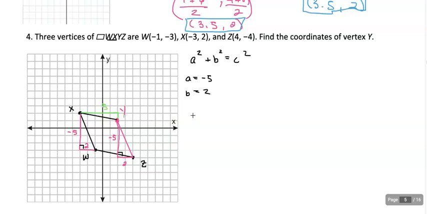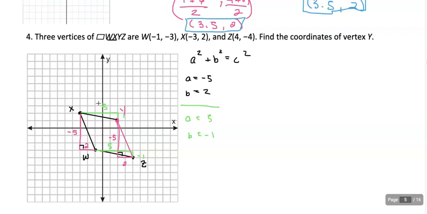So for X and Y, this is going to be 1, 2, 3, 4, 5, and 1. Right, those two are going to be the same here too. That's going to be an a value of 5 and a b value of negative 1, or vice versa, but it will still get me the same c.